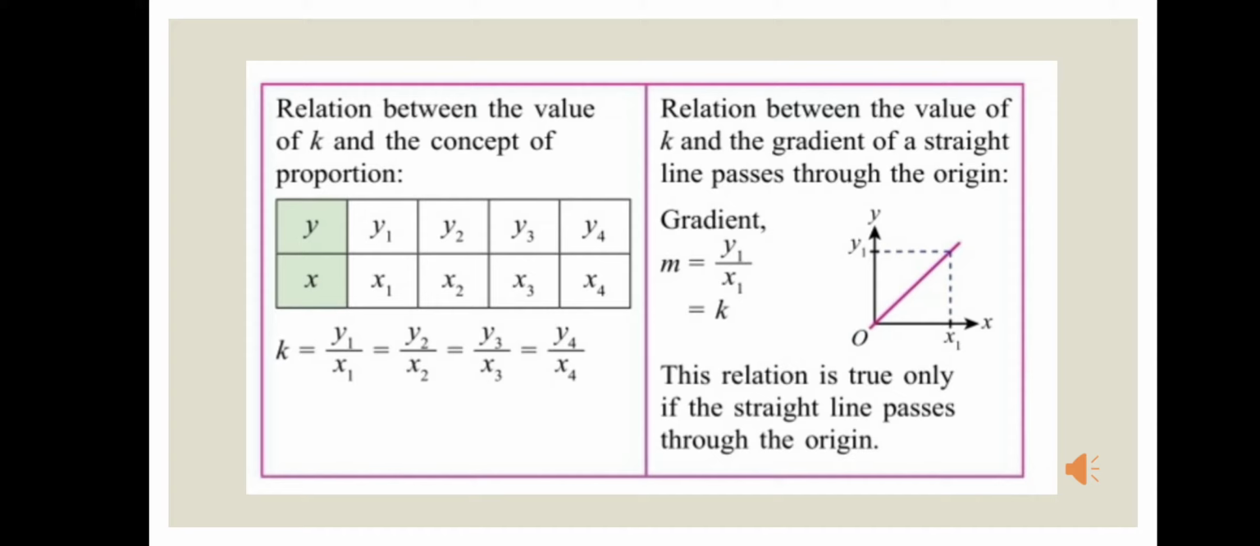See the relation between the value of k and the concept of proportion. Look at the value of k. It seems that the value of k is consistent. Relation between the value of k and the gradient of a straight line that passes through the origin. Gradient m is equal to y over x, which is also equal to k. This relation is true only if the straight line passes through the origin.